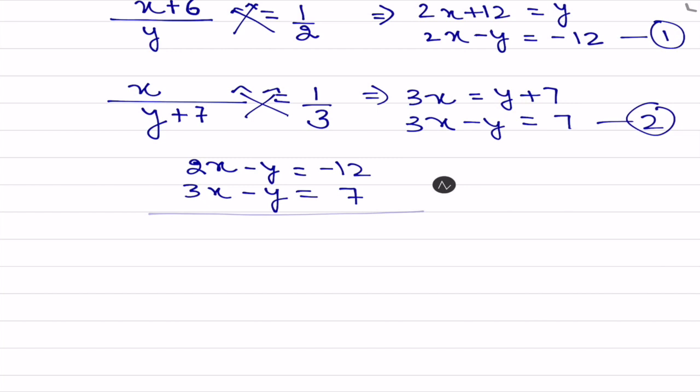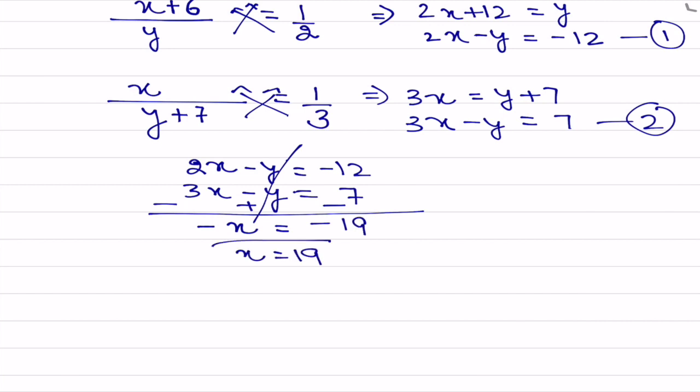Now here we can see both y have the same coefficients, 1 and 1, and with the same sign. So again what we will do, subtract the equations. Y and y cancelled. So what is left? Minus x is equals to minus 19. X is equals to 19.